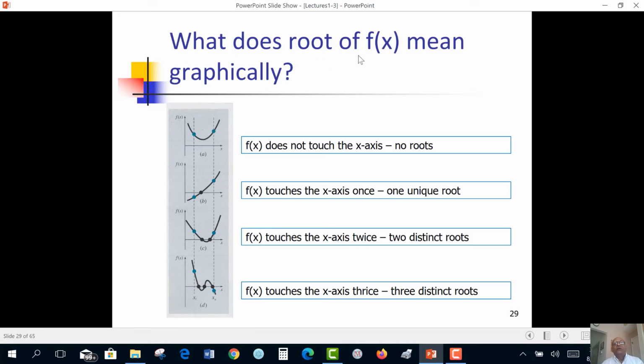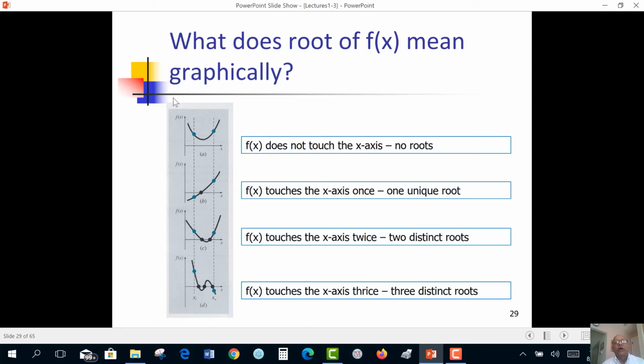So let's see, what does the root of a function mean graphically? What we do is we plot the function. So here is our x-axis. Here is our function, and we plot our curve. And let's suppose this curve looks something like this. It never touches the x-axis. Since it never touches the x-axis, f of x is never 0. So this has no roots.